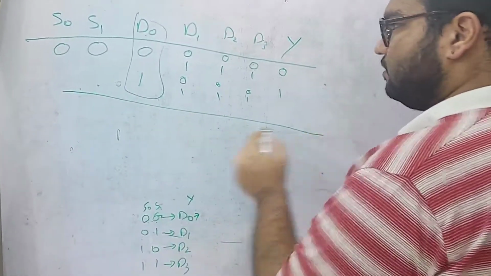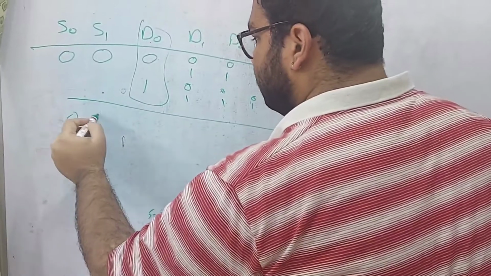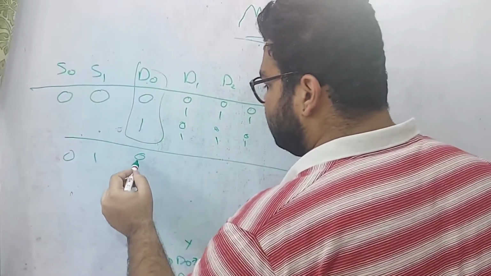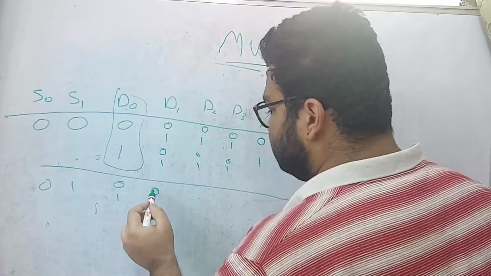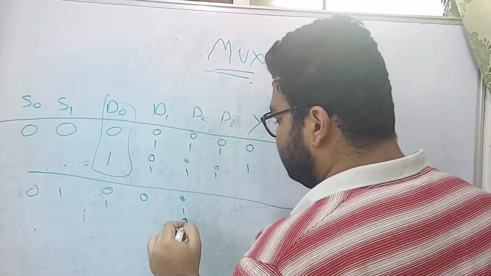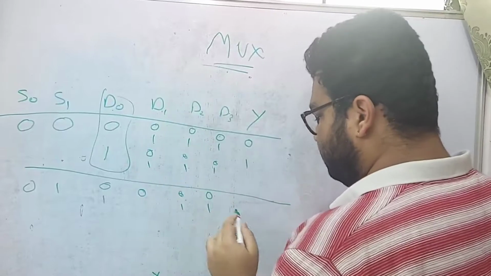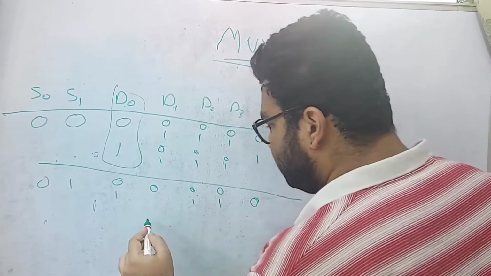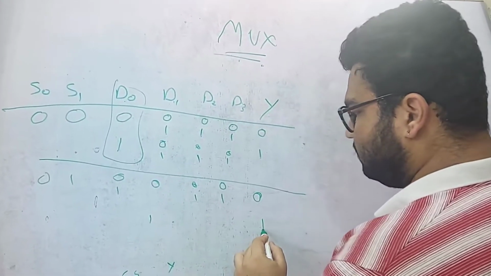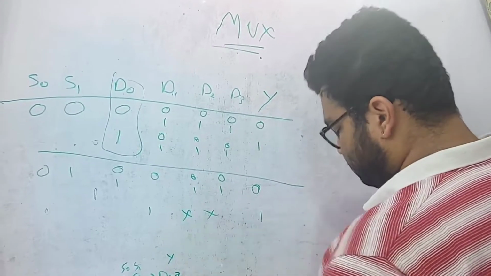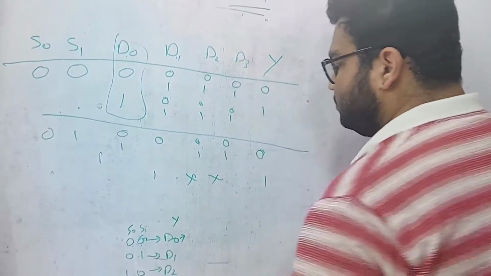In the same way, for 0, 1, when D0 is 0 or 1, when D1 is 0, and when D2 and D3 are 0 or 1, output would be the value of D1, that is 0. Similarly, when D1 is 1, output is 1. We don't care about these other values. I can show you like this.